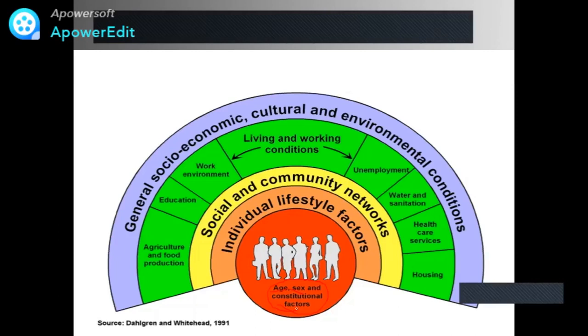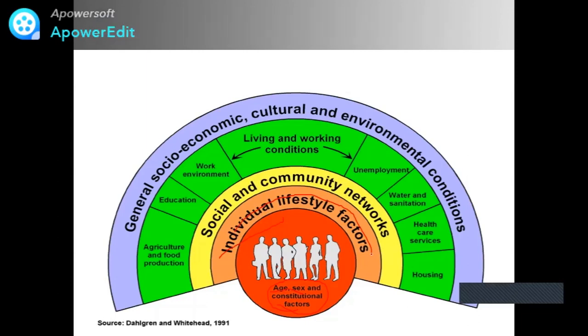Then the inner layer suggests that health is partly determined by individual life factors such as patterns of smoking, drinking, and other physical activities and diet. Those are individual lifestyle factors. If you are smoking or drinking or any other routine habits, those are affecting our health.